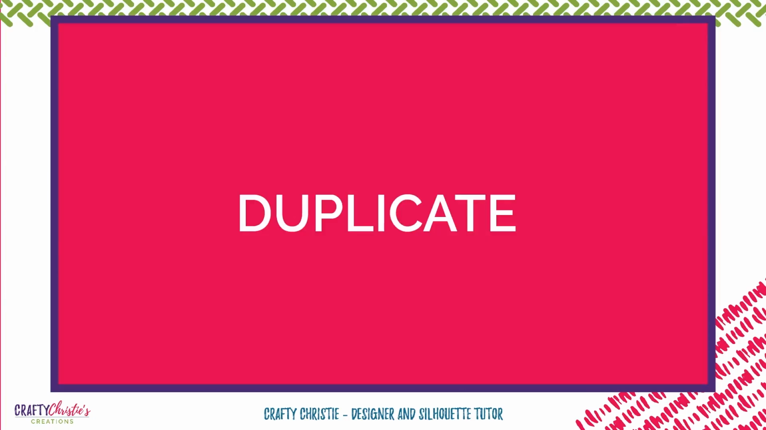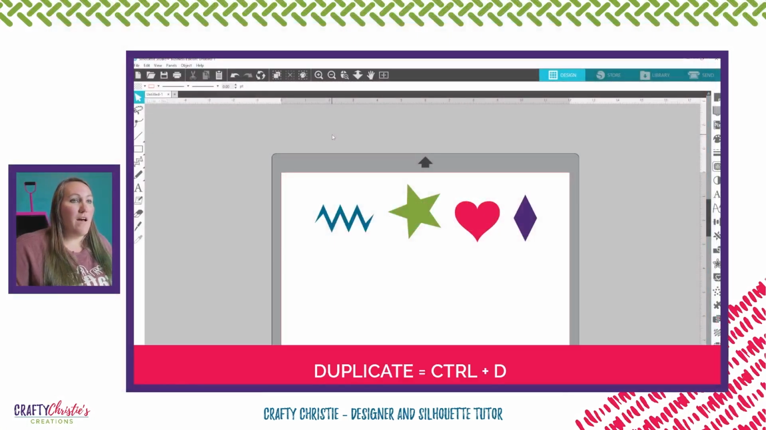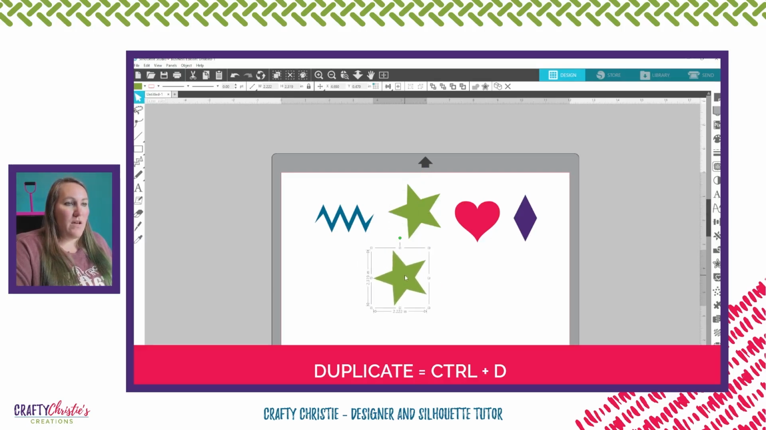So now let's look at our function number 3, which is going to be the duplicate. So if I want to duplicate something in Silhouette Studio, that means you're basically making a copy of it, but putting it somewhere specific. So just to do a generic duplicate, I'm going to select an object and I can hit Control and D, and that just duplicates it, and then you can click and drag that duplication wherever you want.